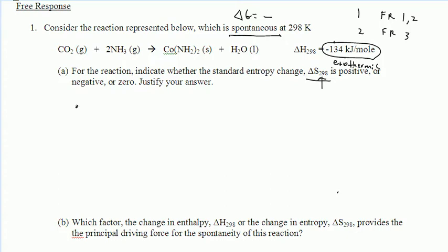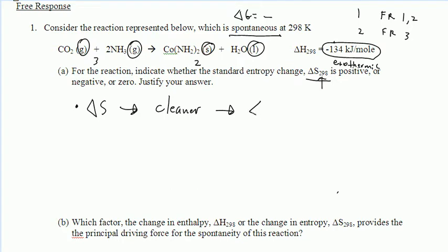Let's first talk about delta S. Go up to the reaction. We have 3 moles on the left, and we have 2 moles on the right, and we also go from gases to solids and liquids. It's getting cleaner. Delta S is going to be less than 0, or negative. Second question: justify your answer. Well, it seems like we already did justify our answer, but let's be a little more clear.